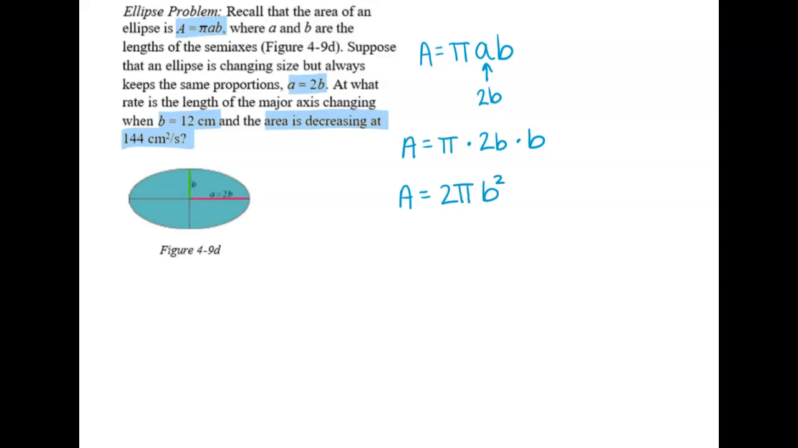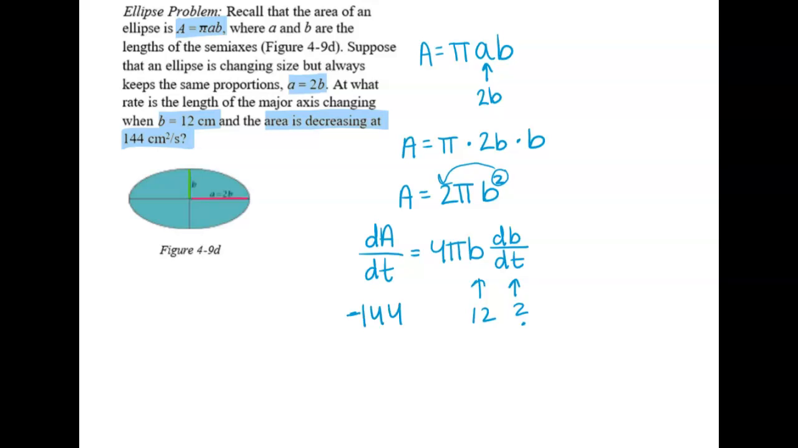Now I'm going to differentiate. So if I do that, dA dt equals, the only variable I have is b, so I'm going to use the power rule, multiply my 2, so I end up with 4 pi times b to the first power times dB dt. What do I know? I know b is 12. dB dt, well, that's what I'm not going to be able to find yet, okay? Because I know that dA dt, since the area is decreasing at that rate, dA dt is negative 144.